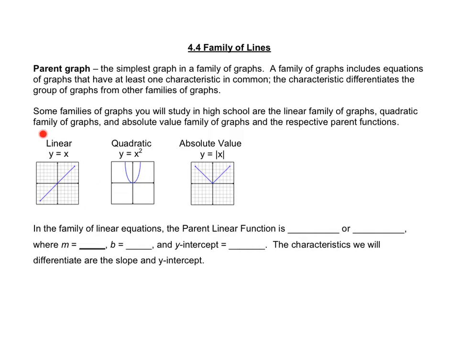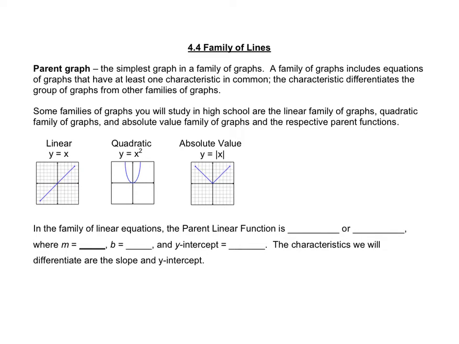This is the linear parent function right here. And the quadratic family looks like this. And then the absolute value family. And you will study them with respect to their respective parent functions. So you want to draw this. This is y equals x. This is the linear parent graph, and it always looks like this and goes through the origin. The slope is 1, the y-intercept is 0.